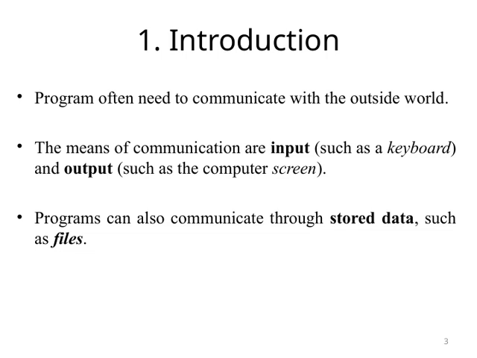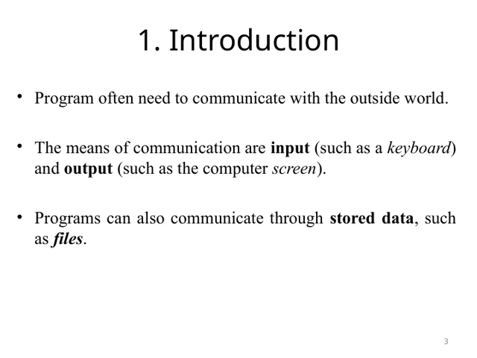Let's talk about how programs need to communicate with the outside world. This is a fundamental part of how software interacts with users and other systems. The main ways they do this are through input and output. For example, input could be something like a keyboard, where a user types commands or data. Output, on the other hand, might be the computer screen displaying information or results.